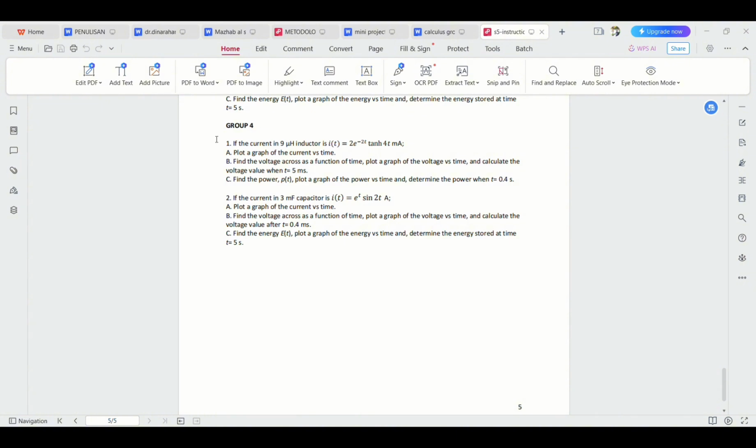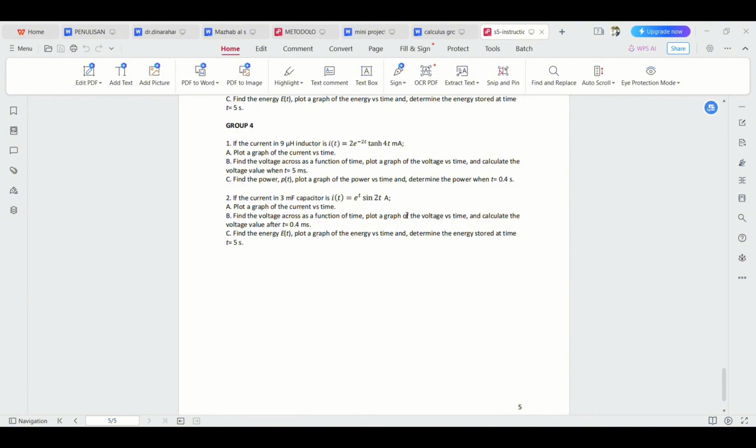First, we need to define t, with a step of 0.001 seconds. Then define the current function. This is the current function. To plot the graph, make sure you put figure, then plot the graph of current versus time, with a title, X label and Y label.